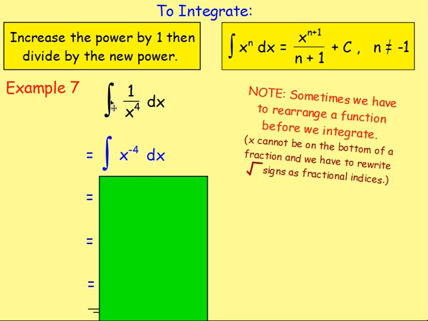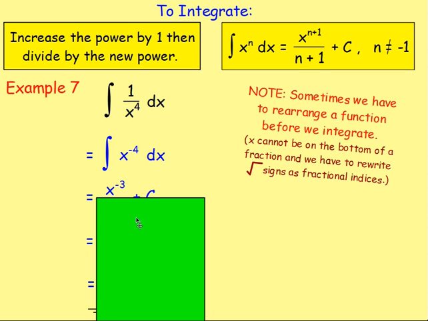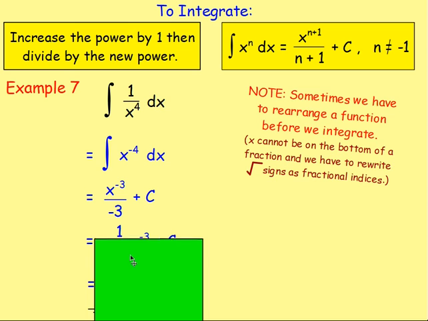Make sure for this bit, you've still got your integral sign and you've still got dx because we haven't integrated it yet. From there, add 1 to the power, so that becomes x to the power of negative 3. Divide by the new power, so we divide by negative 3, and include your plus c. From there, if you divide by the negative 3, you could put the negative at the front. Dividing by 3 is the same as taking a third, and that's x to the power of negative 3 plus c.